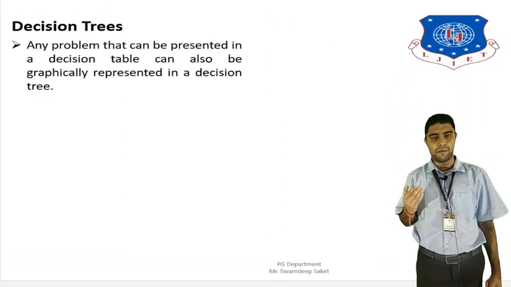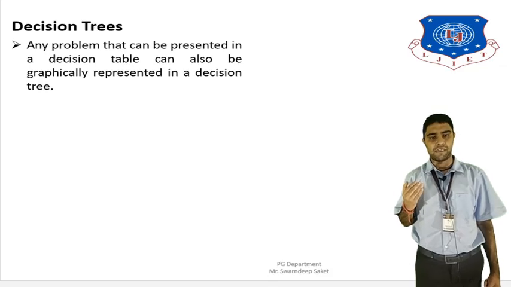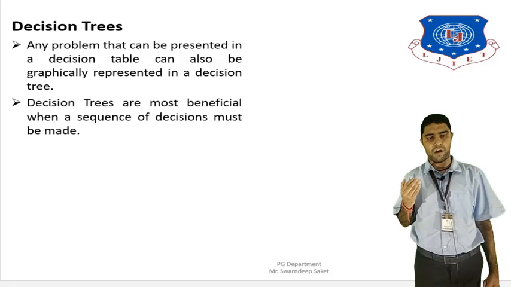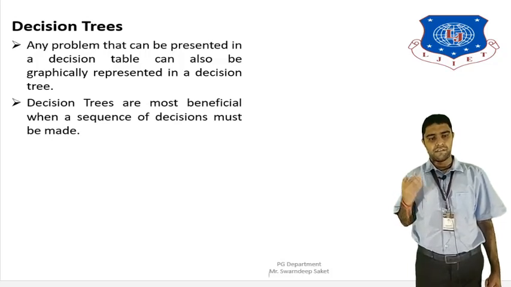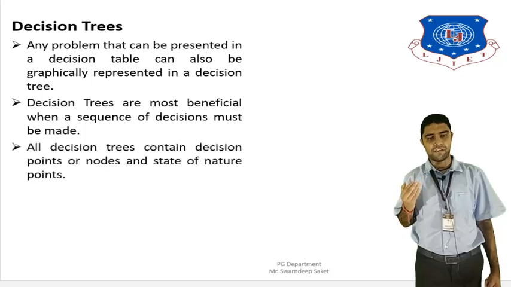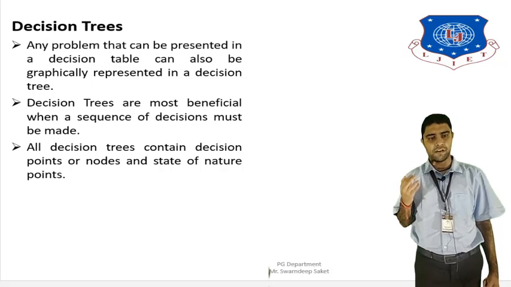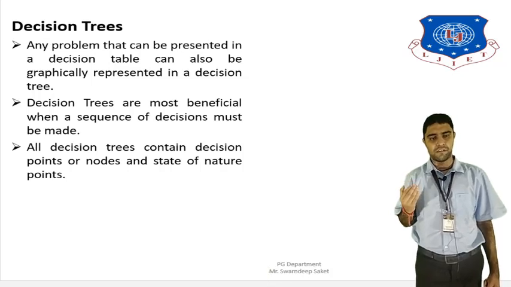Any problem that can be represented in a decision table can also be graphically represented in a decision tree. Decision trees are especially beneficial when a sequence of decisions is made. All decision trees contain decision nodes, or decision points, and states of nature, which are called future event nodes. So there are two nodes in a decision tree: decision nodes and future event nodes.